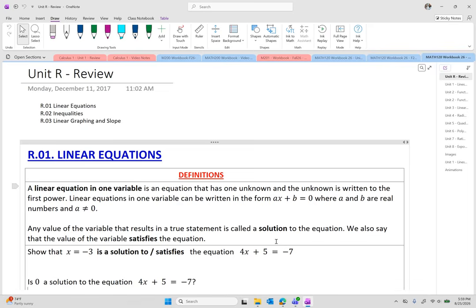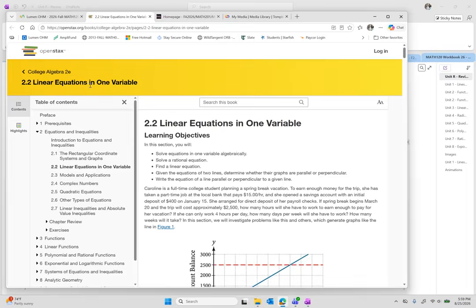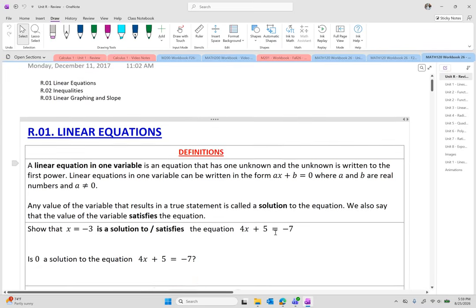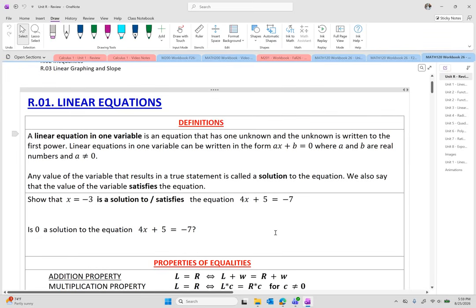We will start our review of algebra facts for our college algebra course with linear equations and their properties and how to solve them. As a reminder, in OpenStax College Algebra, this is section 2.2, linear equations in one variable. A linear equation in one variable is an equation of the form ax plus b equal to 0, where a and b are real numbers and a is not 0, which means you do indeed have a variable x you are trying to solve for.